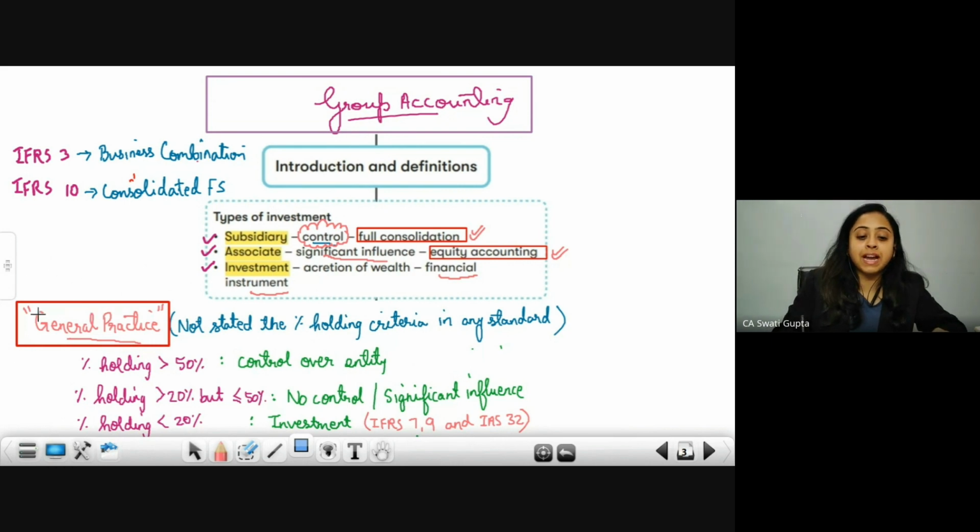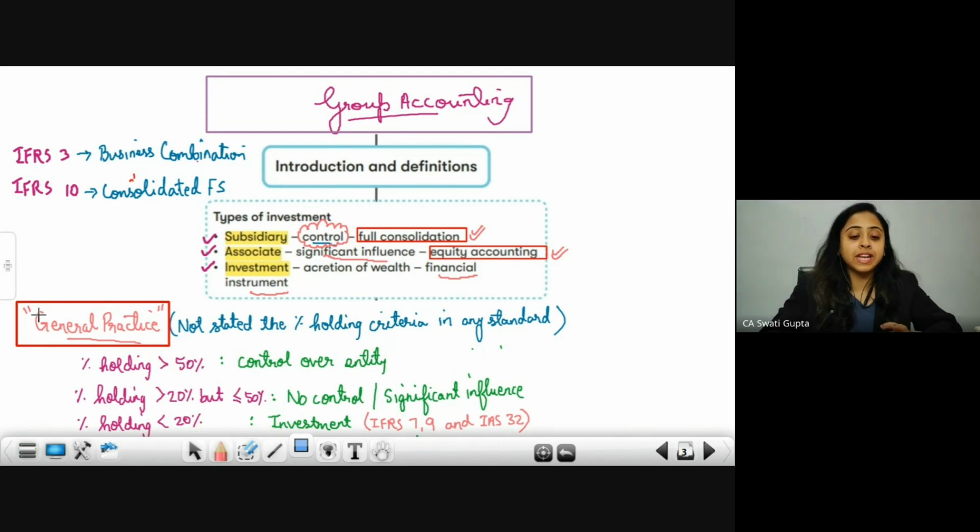This is a general practice which is followed in your questions and in real life also. Sometimes this practice is followed generally, I would say. It gives you a guideline in case no other information is available, or in case, on the basis of that information, you are unable to identify the relationship status among the group entities, then you can go ahead with the percentage holding criteria.